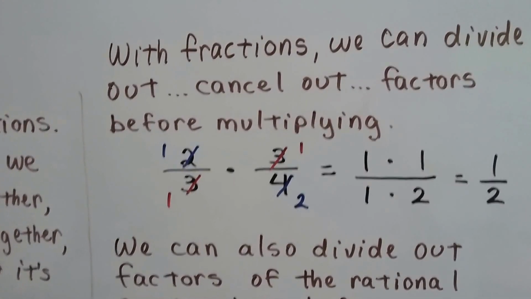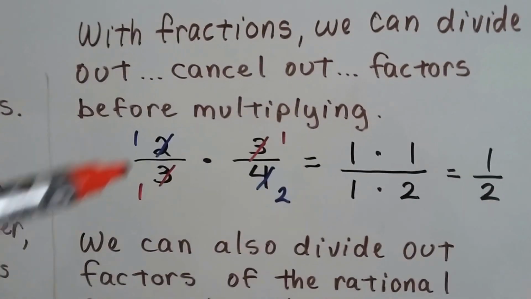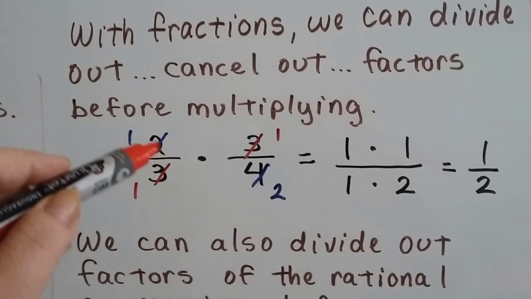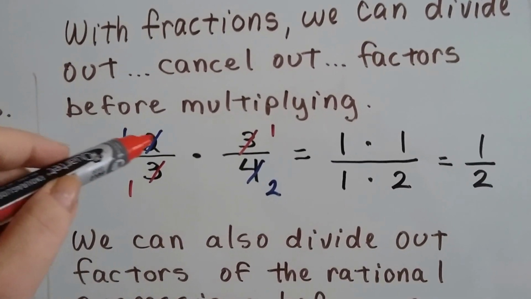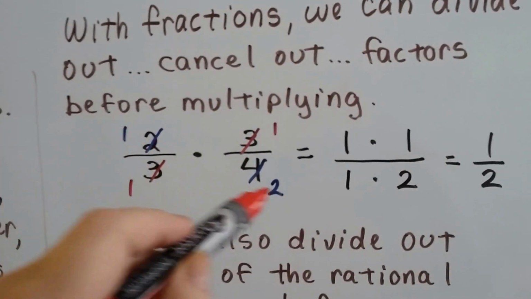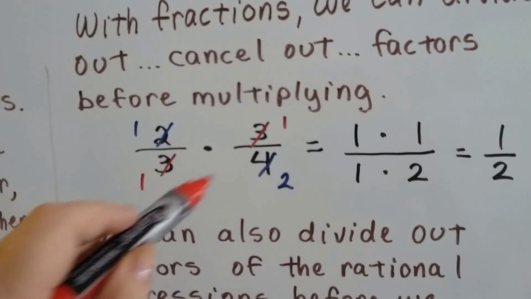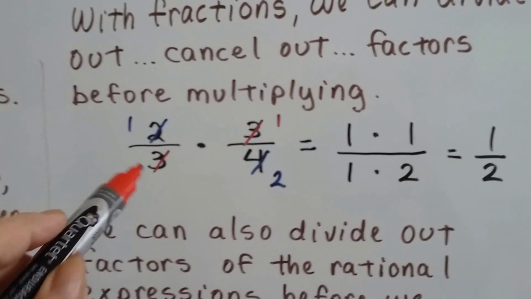Well, with fractions, we can divide out, we can cancel out factors before multiplying. We have 2/3 times 3/4. This can cancel out as 1, 2, and there's 2 2's in here, so we have a 1 and a 2, and the 3 can cancel out as a 1, because there's a 3 here and a 3 here, so that's a 1 and a 1.